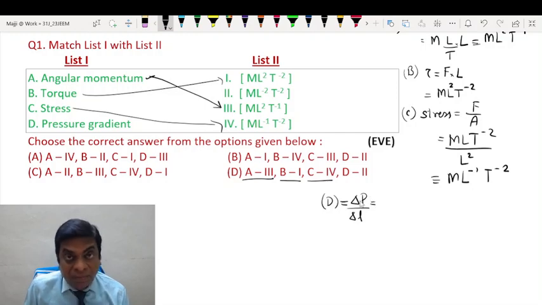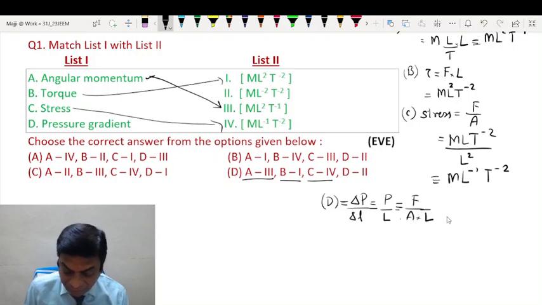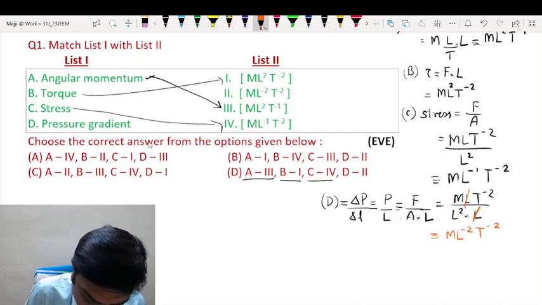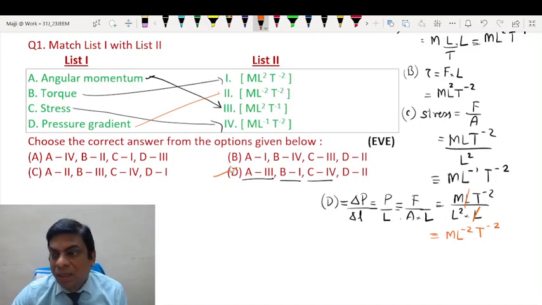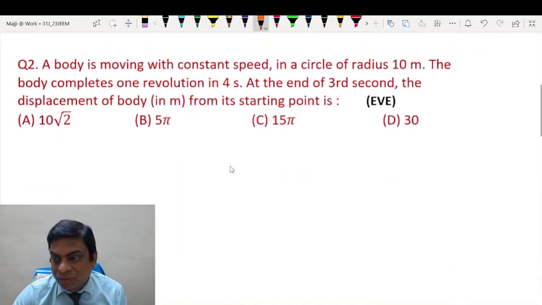So dimensionally, change in pressure is equivalent to pressure, and change in length is equivalent to length itself, whatever it is. So pressure means force per unit area, and length. Force is MLT⁻², area is L² and another L. One L gets cancelled, you can see. So finally we are left with ML⁻²T⁻². So pressure gradient should be mapped with 2. So yes, D option is the correct option. Moving on to the next question.